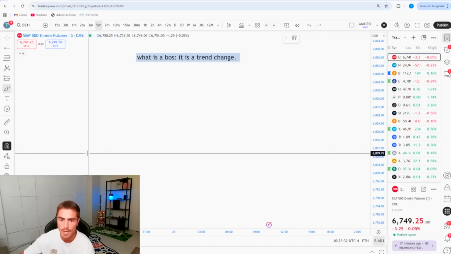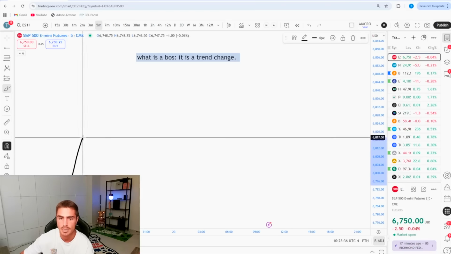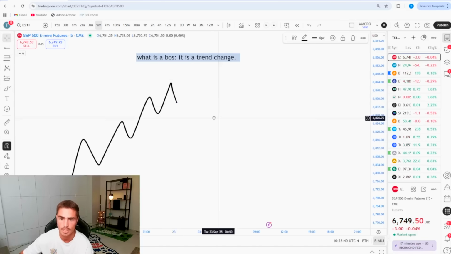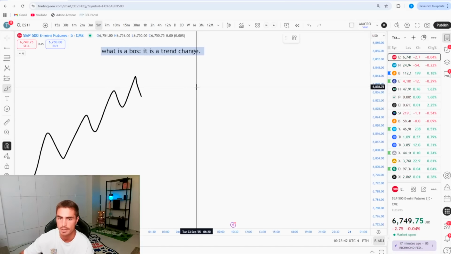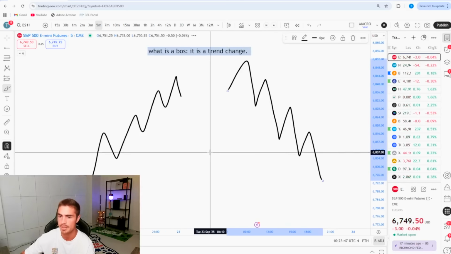There's 3 different ways that the market can move. In an uptrend, how do we identify an uptrend? With higher highs and higher lows. And then the second way that the market can move is in a downtrend with lower highs and lower lows. The third way that the market can move is through consolidation, where we are pretty much just moving sideways.